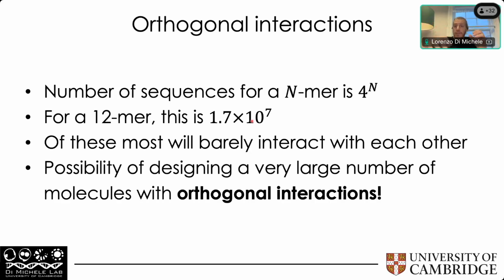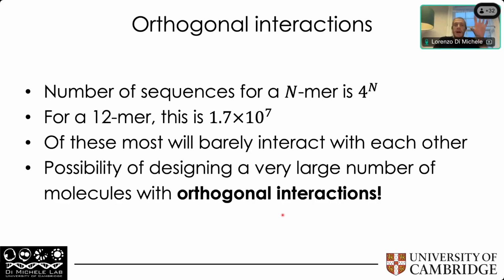And it turns out that for most of these sequences, the binding free energy between them is very, very small. So they won't interact very strongly at all. And only a very small number of this very large sequence space will interact with each other quite strongly. So what this means is that you can always define a pretty much infinite, for every practical purpose, array of orthogonal interactions in a system of DNA molecules.